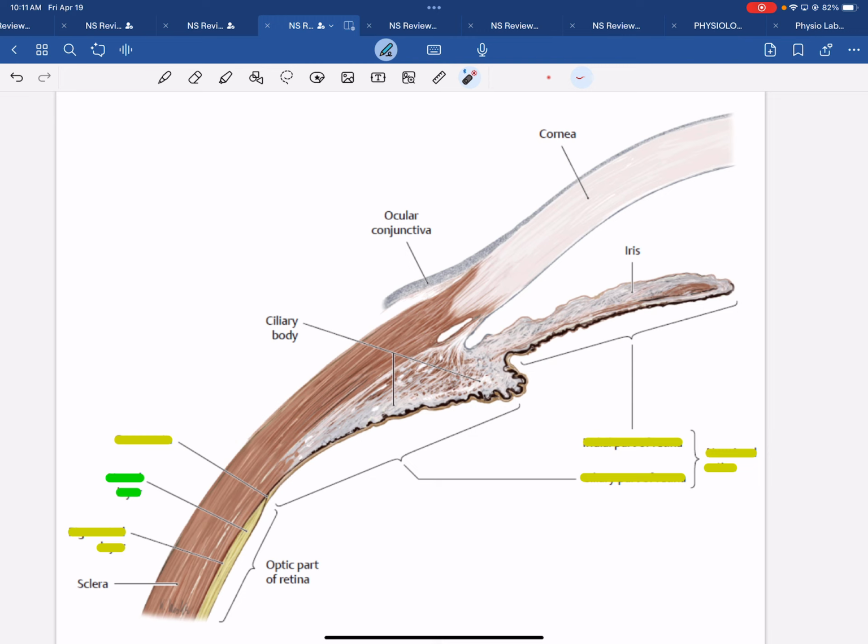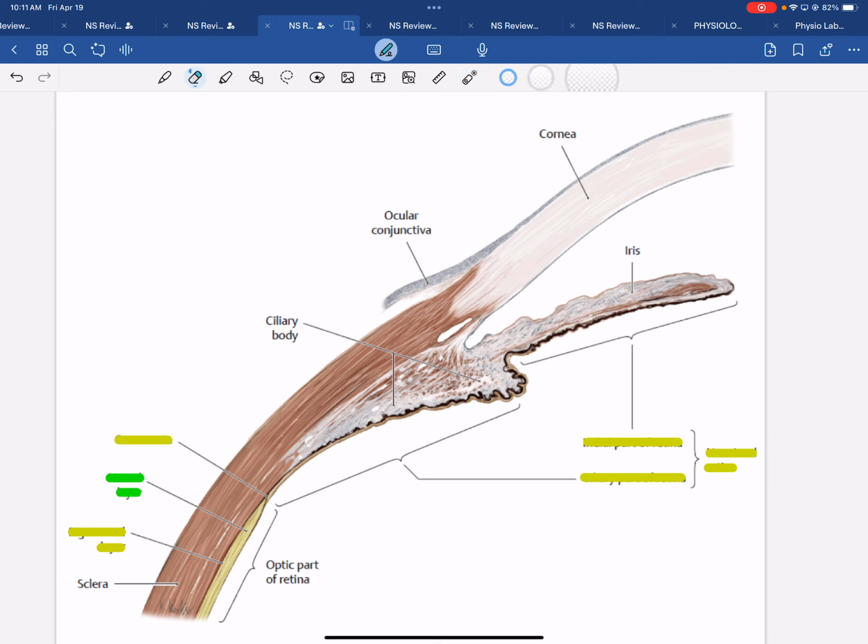I don't remember because there are cells in there too. Is it dense regular or dense irregular? Dense regular. Yeah, that sounds right. Yes, that's because it needs to be clear and see-through, so it's extremely regular. There are lots of layers of connective tissue. Yeah, you're right. Okay. Good.